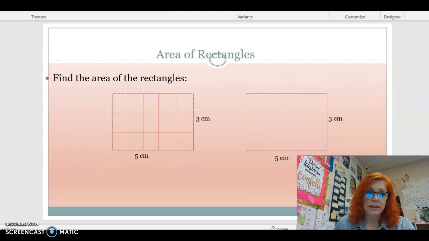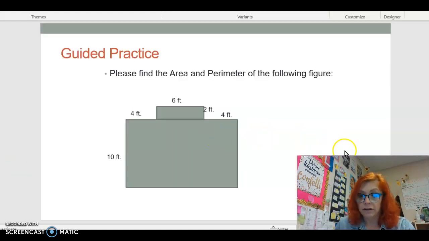So, something to think about is that not all shapes are perfect rectangles. They might be broken into smaller rectangles or squares. So, when you're looking at this one, I noticed the first thing is that some of these sides are naked. And if they're naked sides, you need to put something on them. That's just the first rule. So, what's going to go over here? 10.